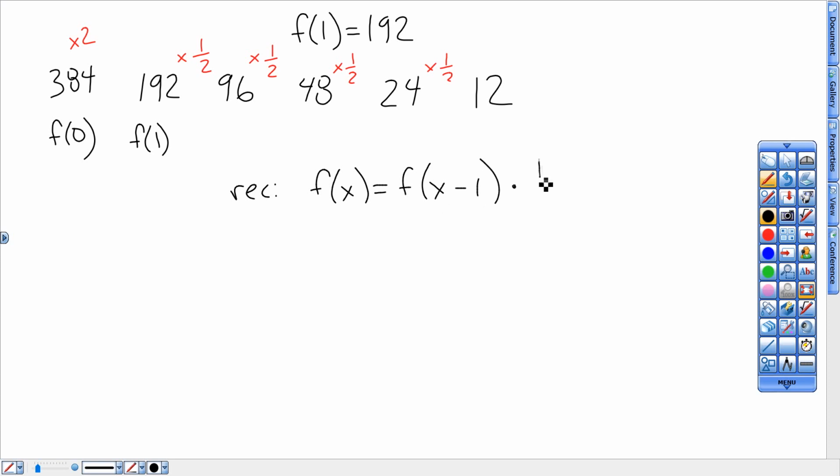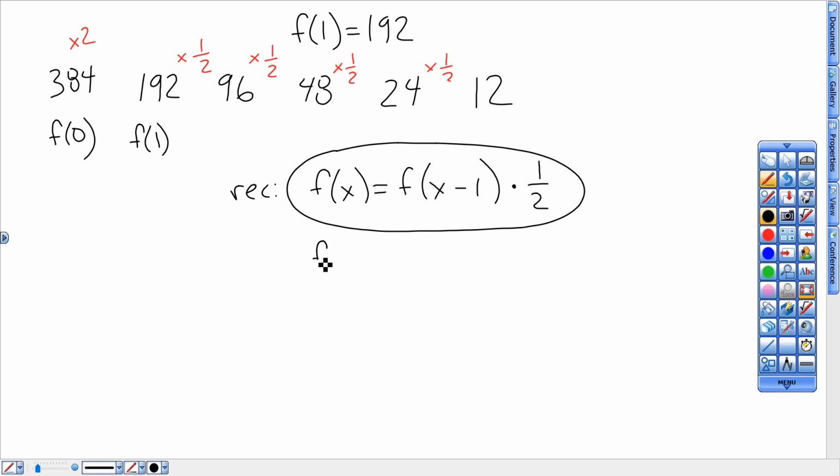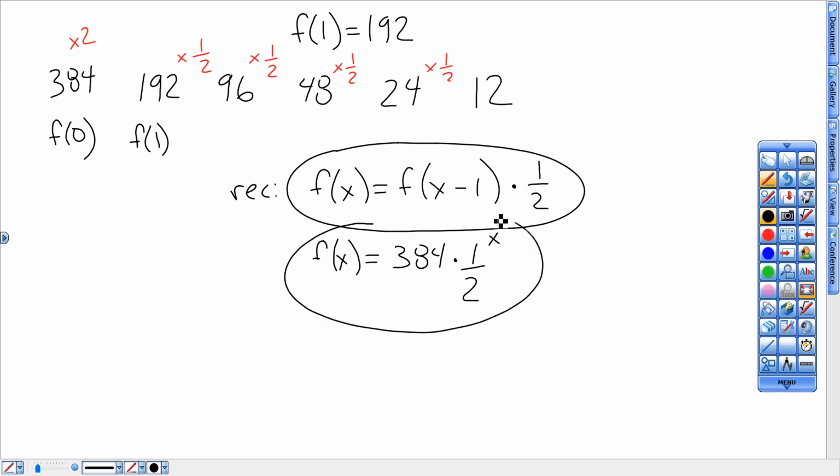Times 1/2, not plus, not dividing by 2, timesing by a half. Explicit. I could either use my 0 term, 384, times that r number, 1/2 to the x power. Or if I want, make sure on test day you choose one. Don't try to get fancy and show me both.